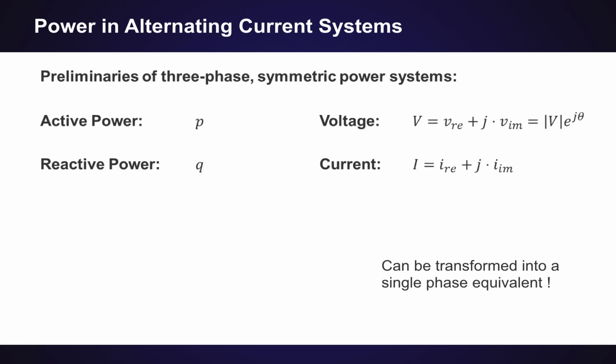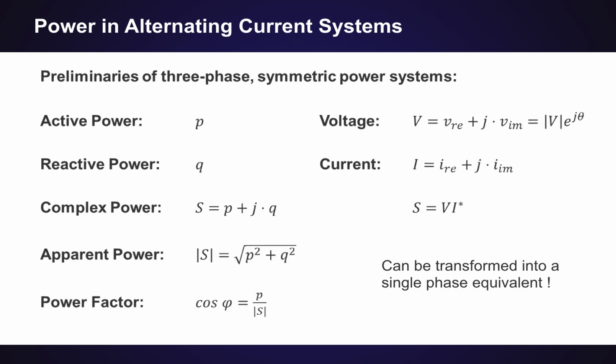So what we are talking about here are three-phase symmetric power systems, and for those of you who are power engineers, you should know that these are the systems that can be transformed into a single-phase equivalent. So we have active power, denoted by lowercase p, and reactive power, denoted by lowercase q. We have the complex voltage by capital V, and the complex current by capital I. From these definitions, we can define the complex power either in terms of active and reactive power, or in terms of the product between the voltage and the complex conjugate of the current.